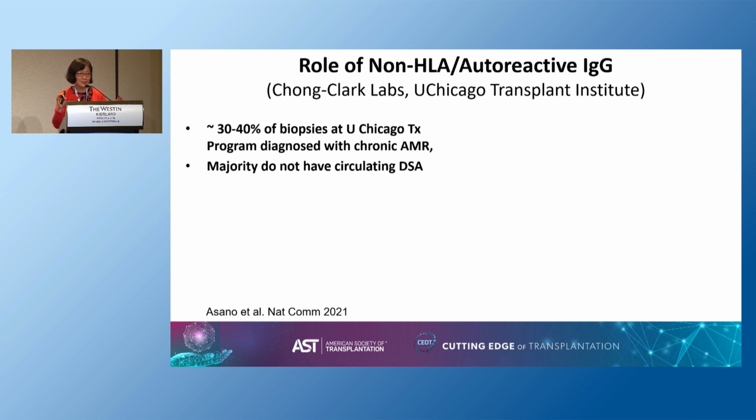And I'm only going to, of course, highlight one of the studies from my lab, which was in collaboration with the Clark Lab and the University of Chicago Transplant Institute. And this was to identify a potential role for non-HLA and autoreactive antibodies. One of the things that drove this study was this finding that about 30% or 40% of the biopsies in the University of Chicago transplant program for kidney transplants are diagnosed with chronic AMR. But the majority of these patients do not have circulating DSA.